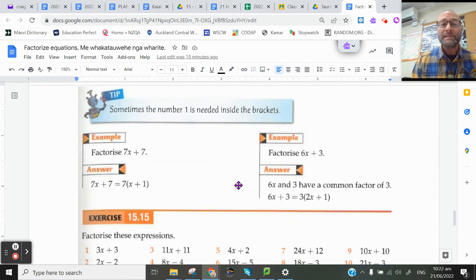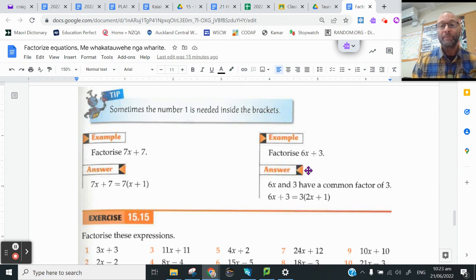And our last tip, sometimes the number 1 is needed inside the brackets. So if we were factorizing 7x plus 7, we would think that the biggest common factor of 7x and 7 is 7. So 7x divided by 7 gives us 1x, and 7 divided by 7 is 1.